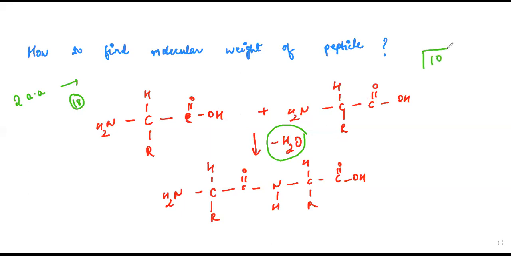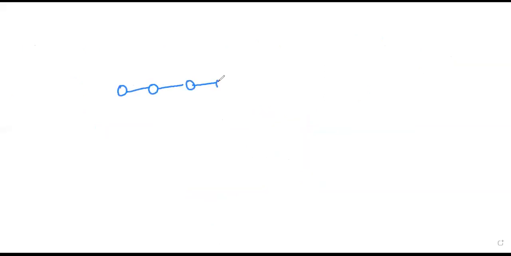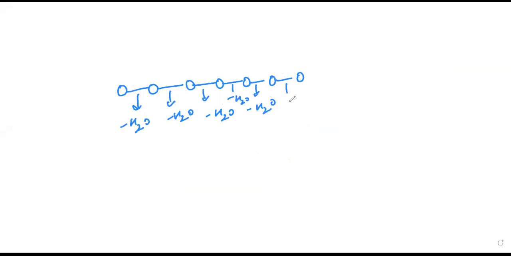When I say 10 amino acids are linked in a peptide, how many water molecules are removed? Okay, yes. So the basic part of this type of numerical lies here. The number of water molecules removed is n minus 1, where n is the number of amino acids. Consider these to be amino acids forming a peptide. Here one water molecule is removed, here one water molecule is removed. Is it fine?